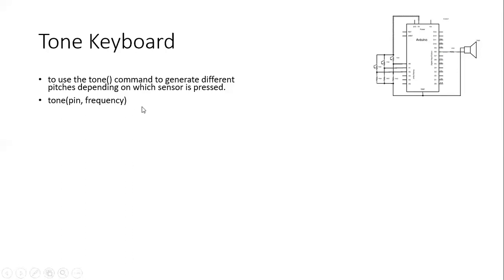Okay, so you know that in a musical keyboard you have C, C sharp, D, D sharp, E, E sharp. So like Sa Re Ga Ma, the same way we can get it done. That is only an idea we are going to discuss here. Okay. So tone within brackets: pin and frequency.